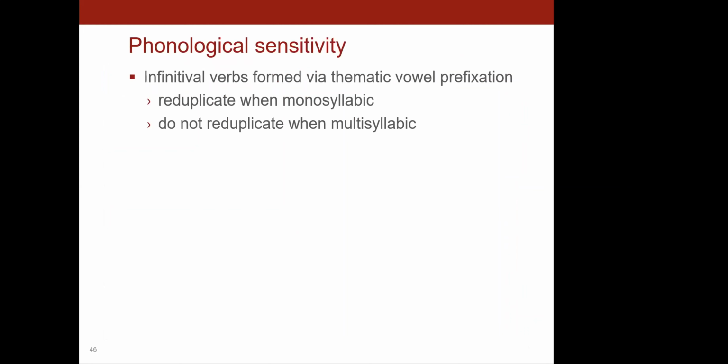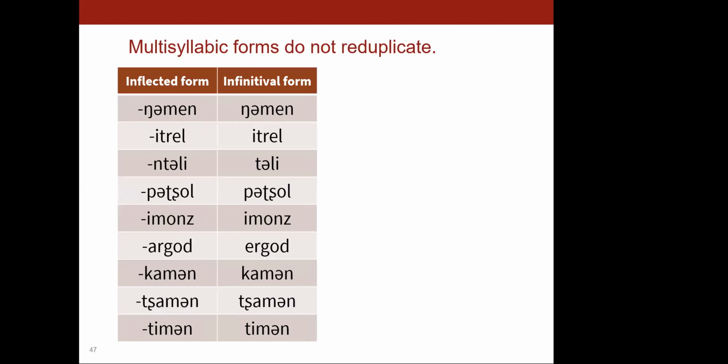Okay. So now that we've determined why the morphological structure affects reduplication, we can turn to the phonological sensitivity of the pattern. What we see is that monomorphemic verb roots reduplicate if they're monosyllabic, but not if they're multisyllabic. The verbs in this table are also verbs in conjugation classes 1 and 2, but they don't exhibit reduplication in the infinitive form. The only difference between these verbs that don't reduplicate and the verbs that do reduplicate is the number of syllables in the root. So ngamen, itrel, tali, patrol, all of these have more than 1 syllable.